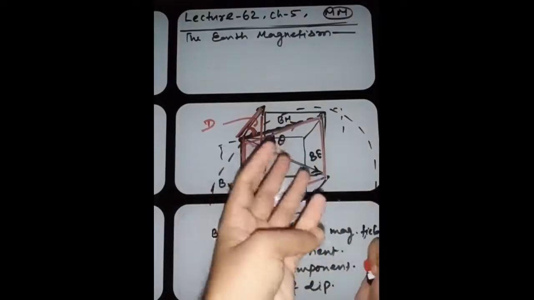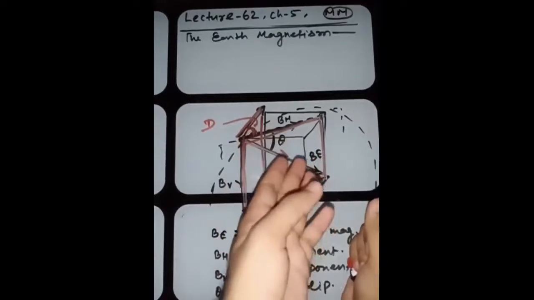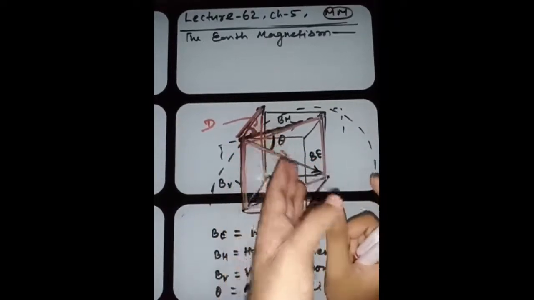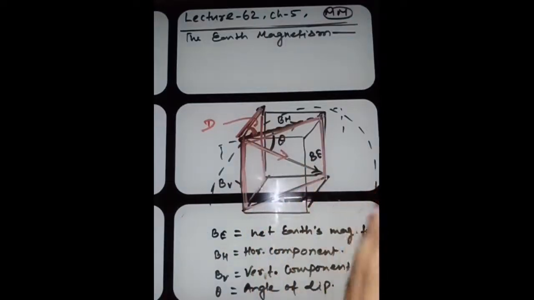It is the declination or the angle of declination. The second one is the angle of dip, or angle of inclination. And the third one is the horizontal component. One by one, we will cover all three components in the next lecture. Okay, my dear students.